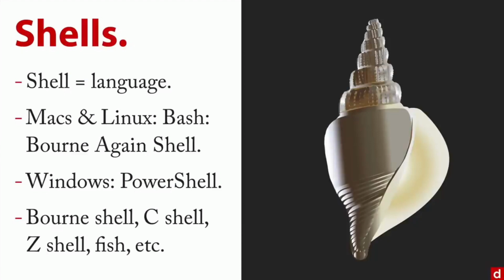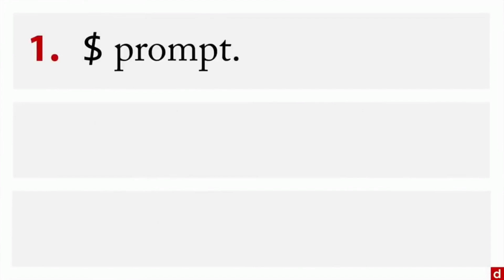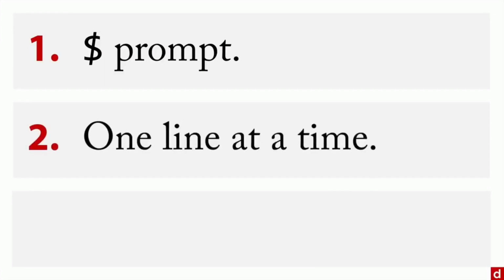Now there's a few things you need to know about this. First, you have a prompt of some kind. In Bash, it's a $ sign, and that just means type your command here. Then the other thing is you type one line at a time. It's actually amazing how much you can get done with what's called a one-liner program by sort of piping things together so one feeds into the other.